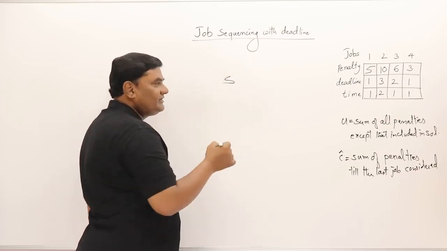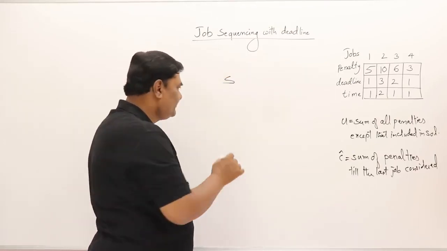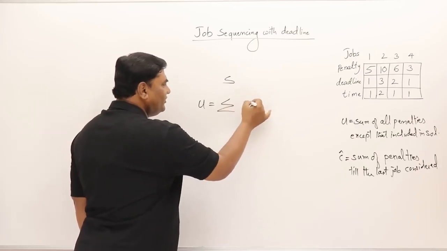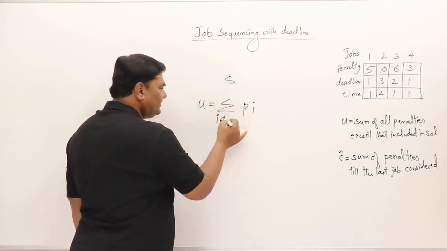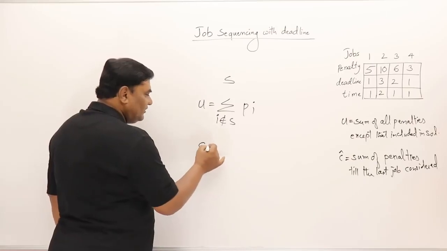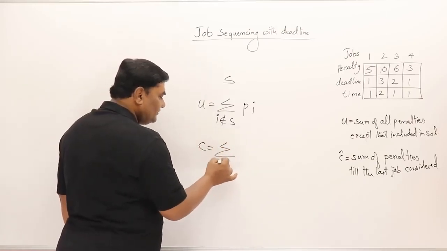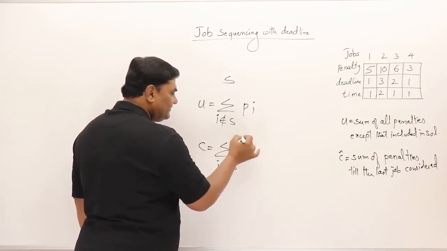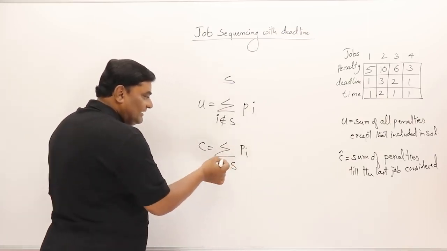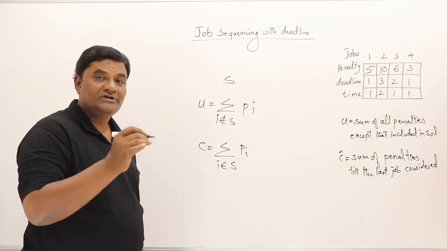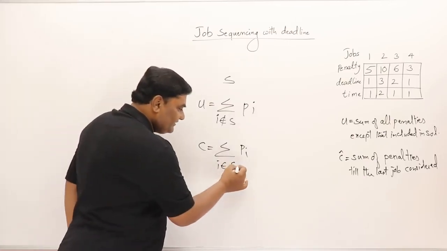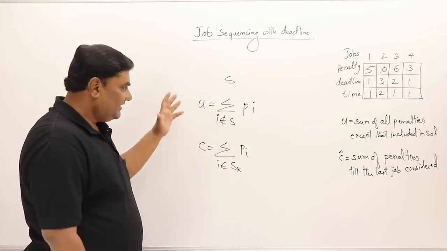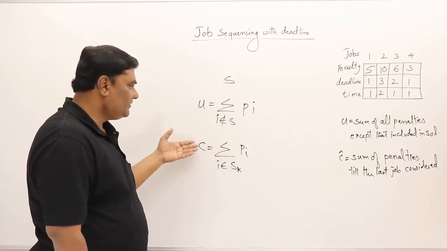If S is the set of jobs that are included in a solution, then the upper bound is the sum of the penalties of all those jobs which are not in that set. And the cost is the sum of the penalties of those jobs not in the set, and here we will consider up to the job that we have taken, let us say up to the kth job. While solving, I'll explain how these two are calculated.